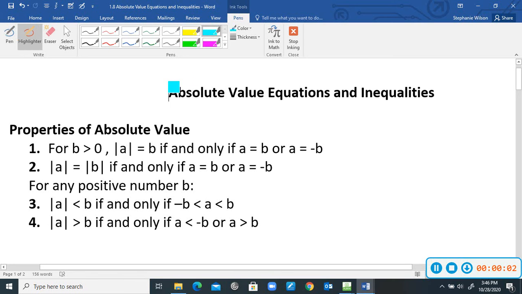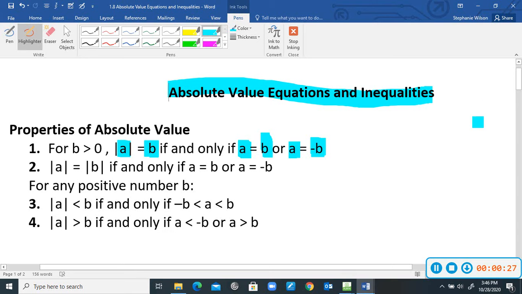Absolute value equations and inequalities. So I have this absolute value of A, and it's equal to B, where it says that my A comes out as a positive answer if and only if my B is positive when I start. Then I'm going to also get its opposite, its negative. So I'm going to explain it better by actually working these out.